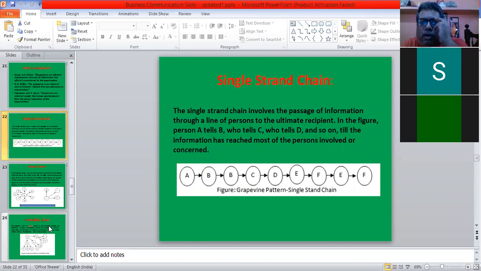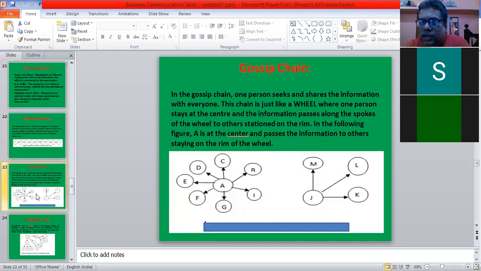And just to review once again the different forms in which this happens. We have the single strand chain, that's a linear format where one person goes on to say something to the other person. He or she in turn transmits that to another one. So it all happens in like a straight line. So that's the single strand chain.